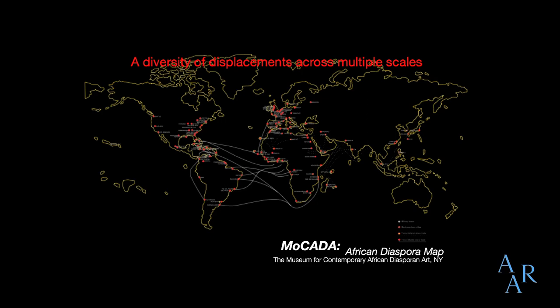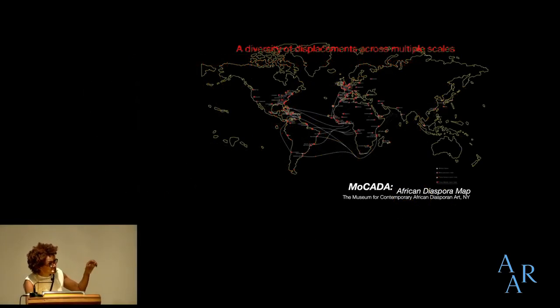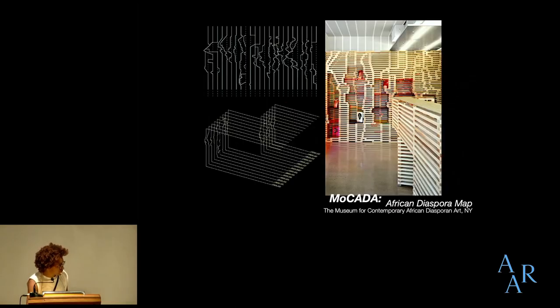And so then we took this map and three-dimensionalized it within their space. What's being mapped here is the transatlantic slave trade. But in our project, we also mapped military migrations and political migrations and economic migrations. This is a project that I've continued to work on, and it's influenced the Biennale project that I'm doing.